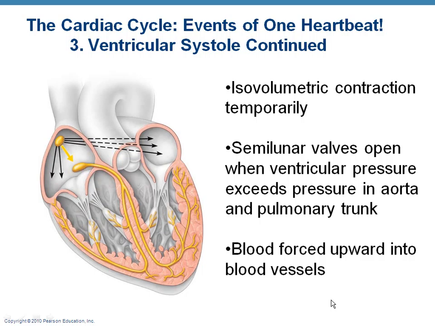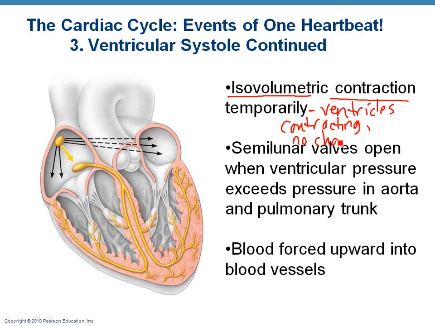Ventricles are contracting. Your force of contraction is greater with the ventricles than it is with the atria. Now, temporarily, you may run across this term. At this stage of the game, there is a period called isovolumetric contraction. So when this is happening, now your atria have relaxed, but the ventricles are contracting. But there's no change in volume of the blood in the ventricles.